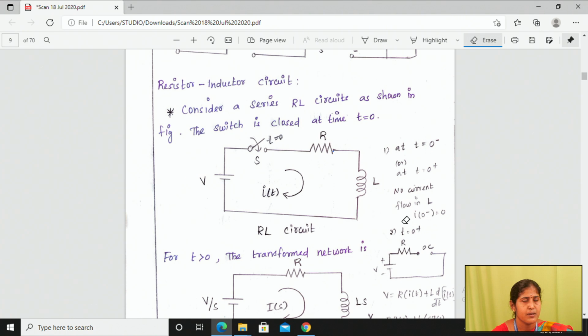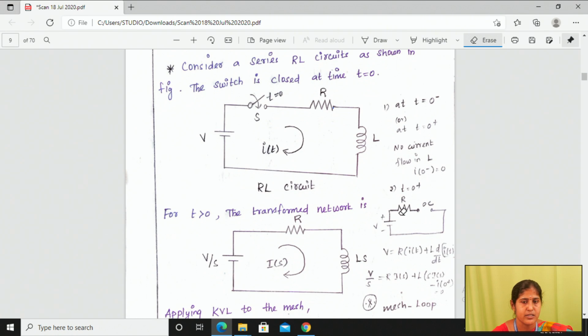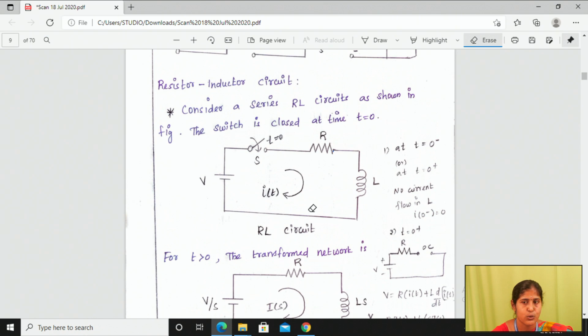Is it clear? Yes. The next condition is at t greater than 0. At t equal to 0 minus your circuit is before switching, and you have to find the current. At t equal to 0 plus your circuit is after switching, at the initial position, and you have to find out what the current is.